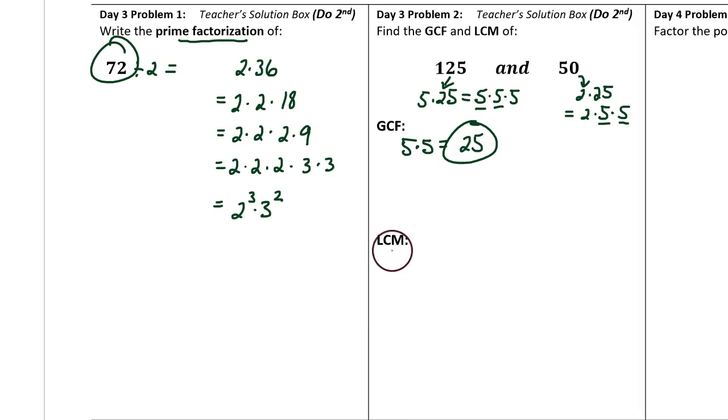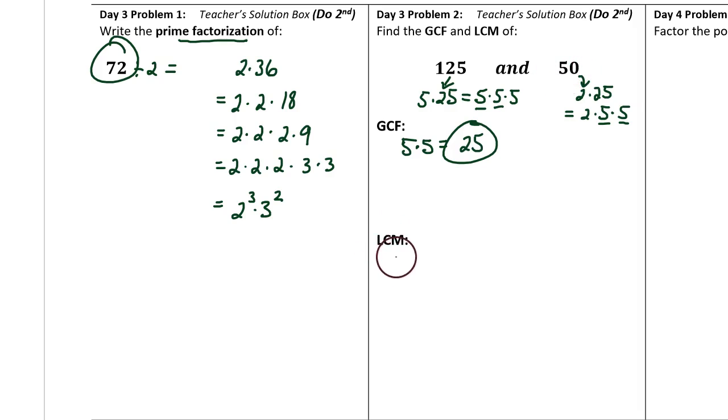Now LCM is a little bit different. What is the least, meaning the smallest, multiple common to both numbers? The first multiple of any number is itself. For example, the first multiple of 125 is 125 times 1, which is 125. The first multiple of 50 is 1 times 50, just 50 itself. The second multiple of 125 is 125 times 2, which is 250. The second multiple of 50 is 50 times 2, which is 100. The third multiple of 50 is 50 times 3, or 150, and so on.